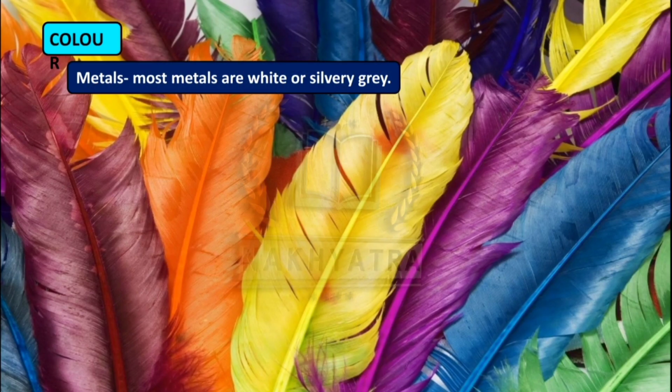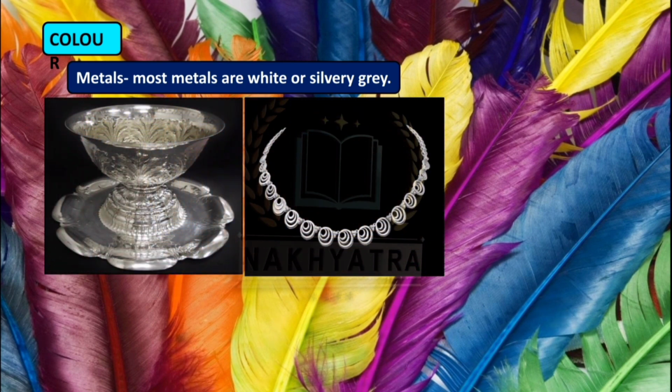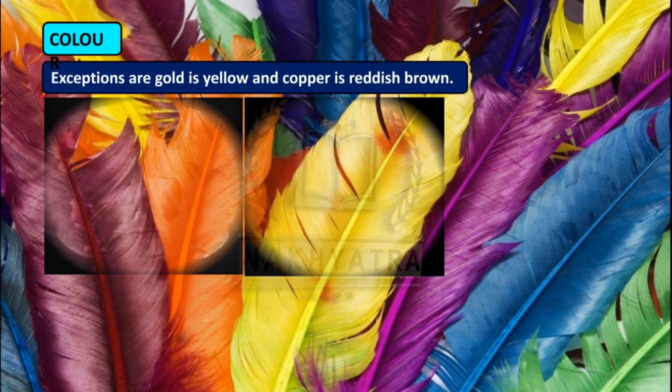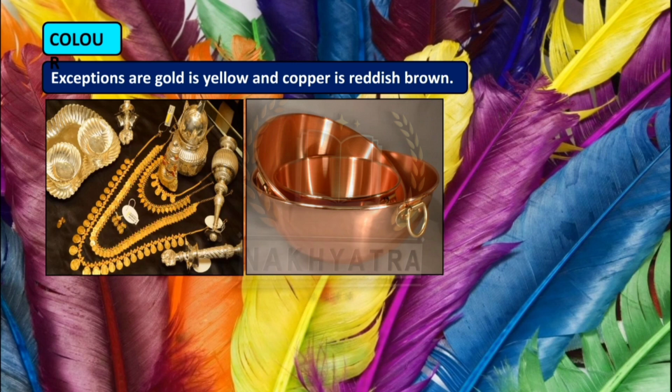Now let us see the color of metals. Most metals are white or silvery grey. But again, there are exceptions. The exceptions are gold, which appears yellow, and copper, which, as you can see, is reddish brown.